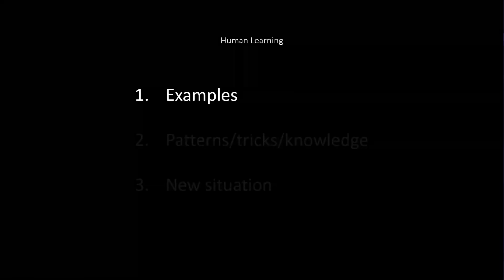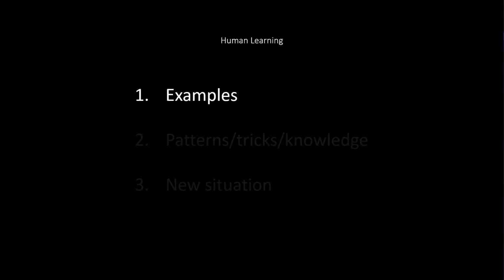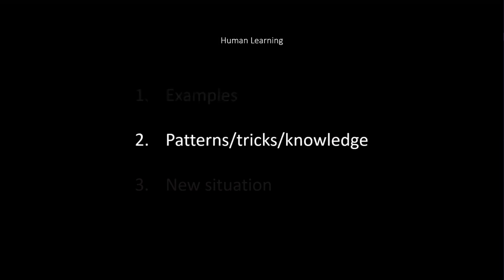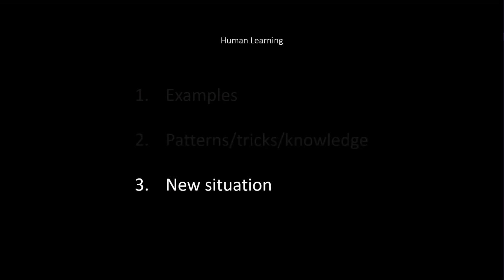Machine learning is similar to human learning, and it consists of 3 steps. The first step, we find some examples which consist of questions and answers. Next, we try to learn the patterns, tricks, or knowledge through the examples. And at last, we apply the new knowledge to a new situation and try to get the right answer.